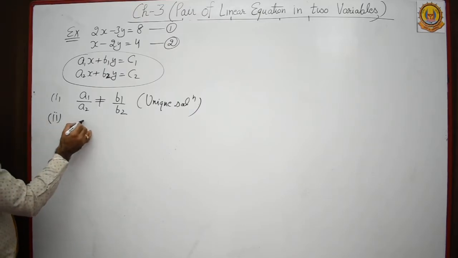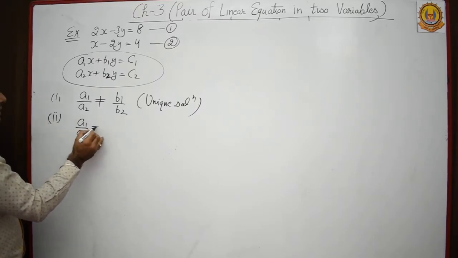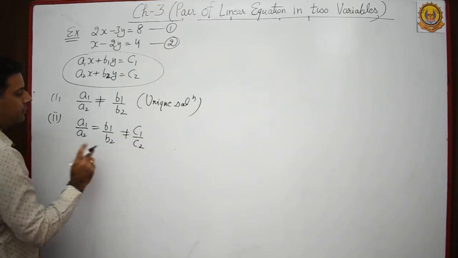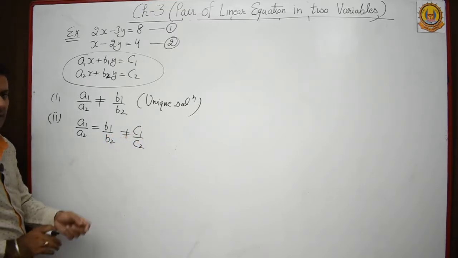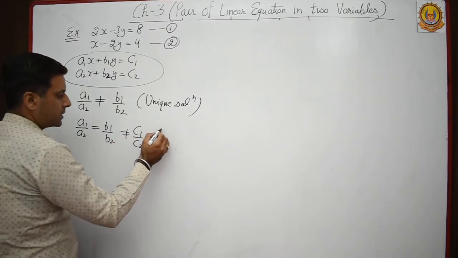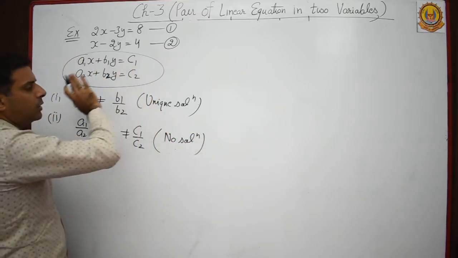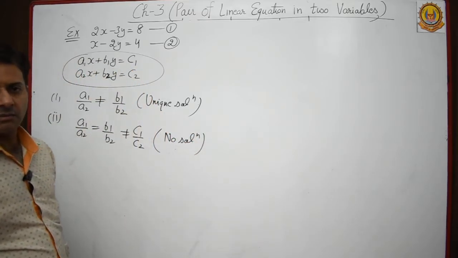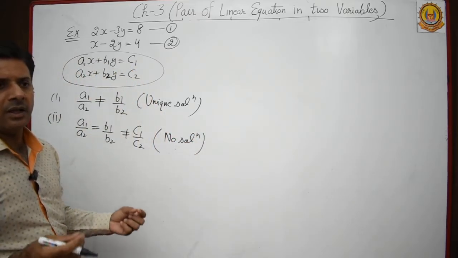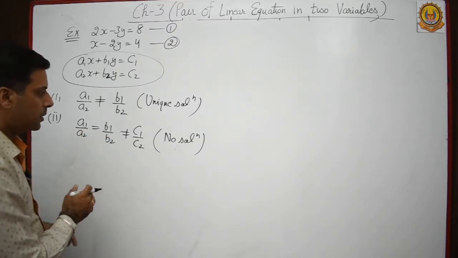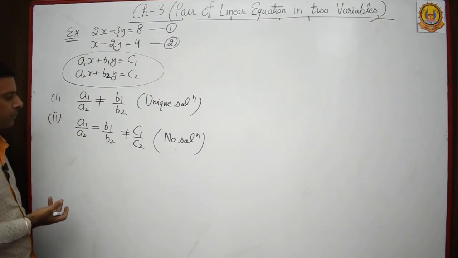Second, if a1 by a2 is equal to b1 by b2 but not equal to c1 by c2, the first two ratios are equal but the third is not. Then it is called no solution. It means we will not get any value of x and y when we solve the question.